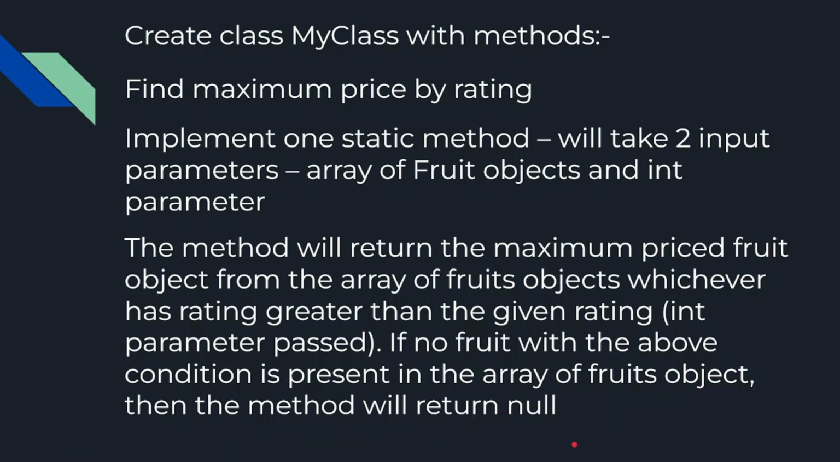So what they are saying here is, out of all the fruits which we receive as a parameter, we are supposed to return the fruit which has the maximum price, and there is one additional condition that it must have the rating greater than the given rating. That is another parameter which we are receiving here. If there is no fruit with the above condition, that is the fruit with the highest price and having the rating greater than the given rating, then the method should return null.